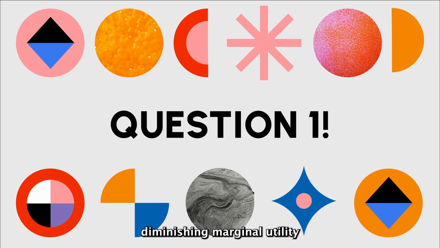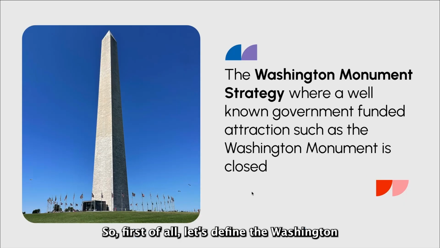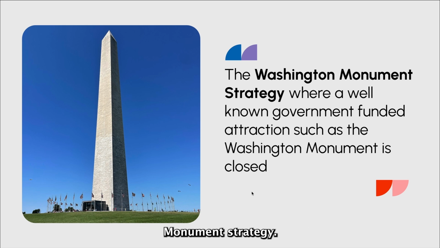Explain in terms of diminishing marginal utility why the Washington Monument strategy is so misleading. So, first of all, let's define the Washington Monument strategy. The Washington Monument strategy is a strategy where well known government attractions, such as the Washington Monument or a museum, are closed in order to bring attention to the public.